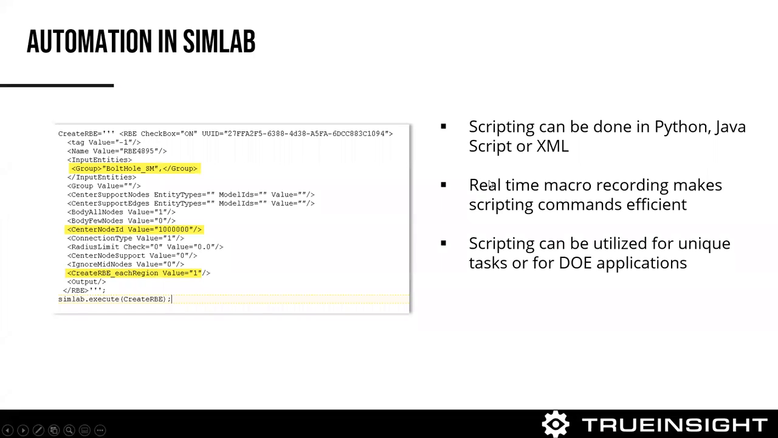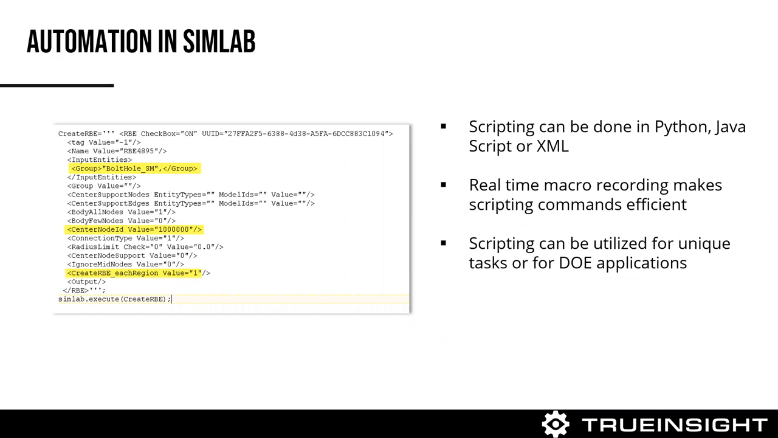Automation. This is something that I don't think is talked about enough, but there are so many capabilities here within scripting. I know probably a lot of you have done some type of scripting or written macros before, you know, MATLAB, Excel, et cetera. Everything that's built into SimLab can be scripted in Python, which is great. It's a very easy language if you've never looked into learning Python, but we can also script in JavaScript or XML. One of the nice things about our scripting capabilities is it allows for real-time macro recording, which makes scripting commands a little bit more efficient.